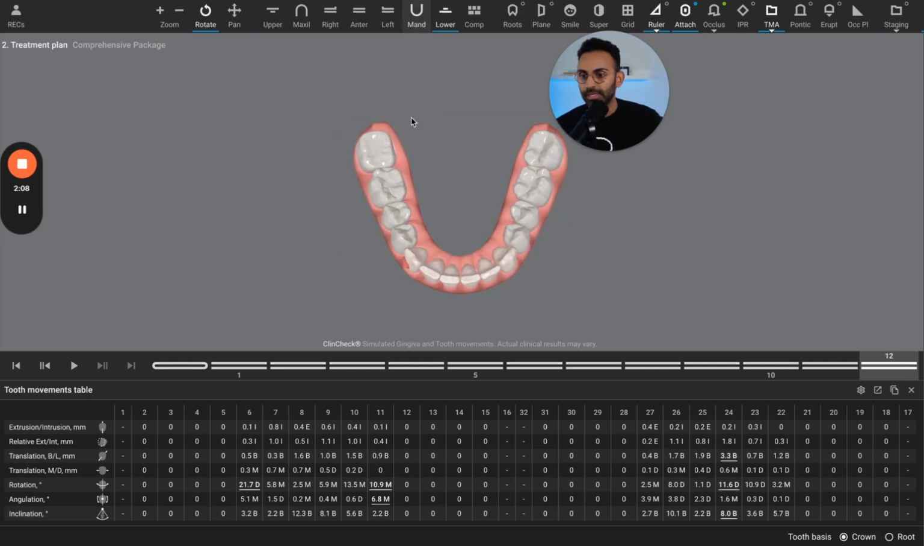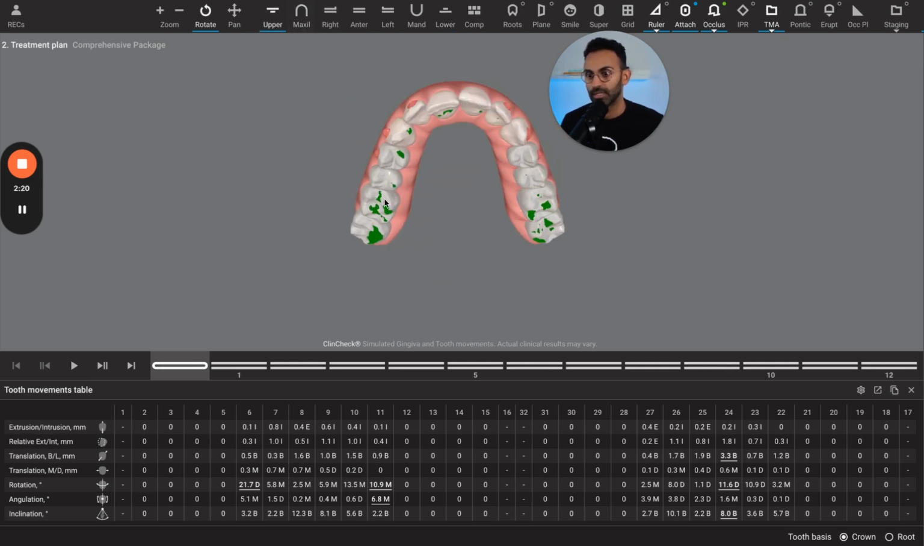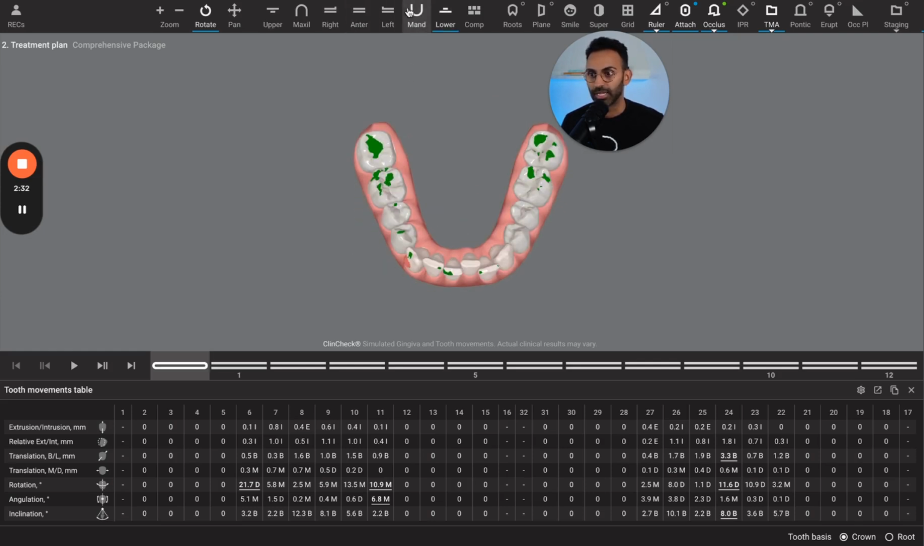Now the next thing that I like doing with these cases is just taking a look at the occlusions. Turn this feature on here, and now we can see this is where the patient started, and the green dots are highlighting where the teeth are occluding. Whenever I'm looking at my cases, and you should make this a habit of yours as well, you want to make sure that it's actually lining up with how the patient's occlusion actually looks.